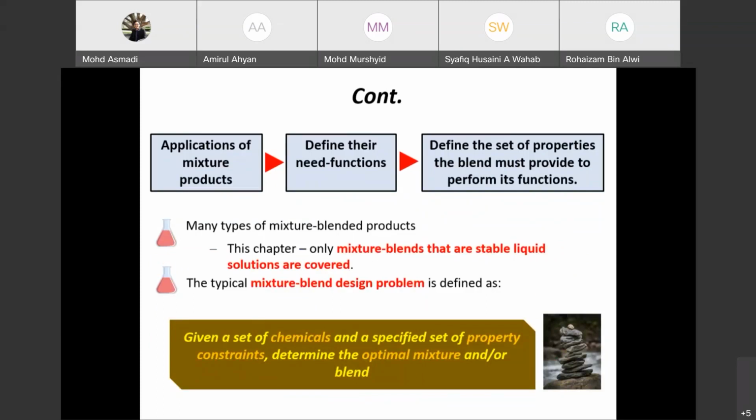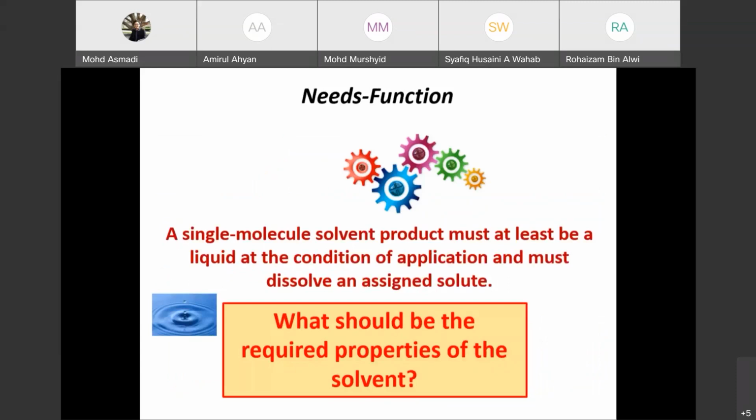Okay, so this is the step. Needs function. A single molecule solvent product must at least be a liquid at the condition of reaction and must dissolve an assigned solute. What should be the required properties of the solvent? Actually, one important issue relating to molecule and mixture design is the set of properties of the single molecule or the mixture. It defines the product's needs function.